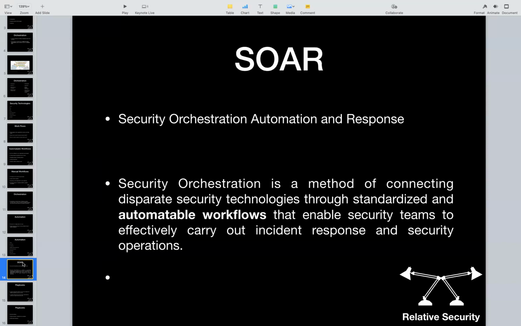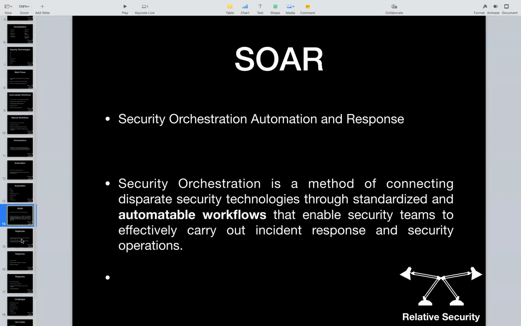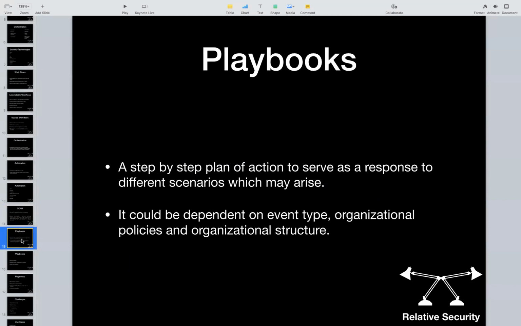Now, we have talked at length about the security orchestration, the automatable workflows, and the automation. But one more thing that we have to discuss is these workflows. Who defines those workflows, where do they come from, and what happens? In our terminology, we call them playbooks. It is totally dependent on the event type, what exactly has happened, and what the organizational policy is on how to respond to that certain event.